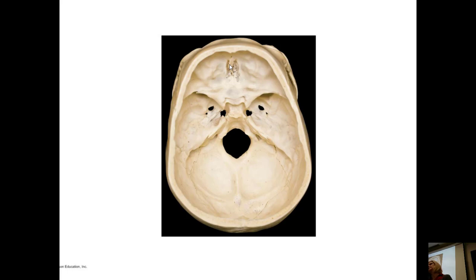Cribriform plate. So those little holes are passageways for nerves from the brain to go down into the nasal cavity to sense smell. So the olfactory nerves for smell leave the brain and pass through those little holes into the nasal cavity. So that's the cribriform plate. So the floor of this with the holes, and it's part of the overall ethmoid bone, which is the whole bone here.